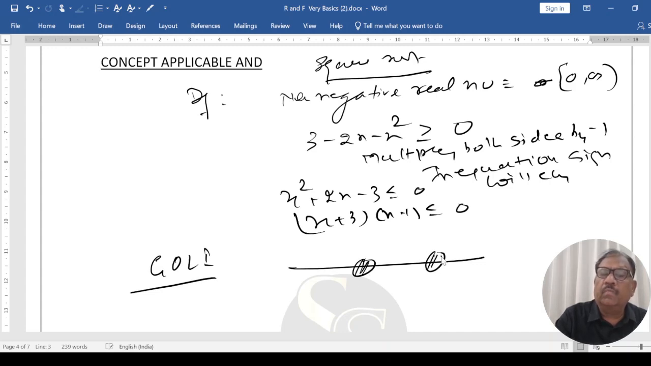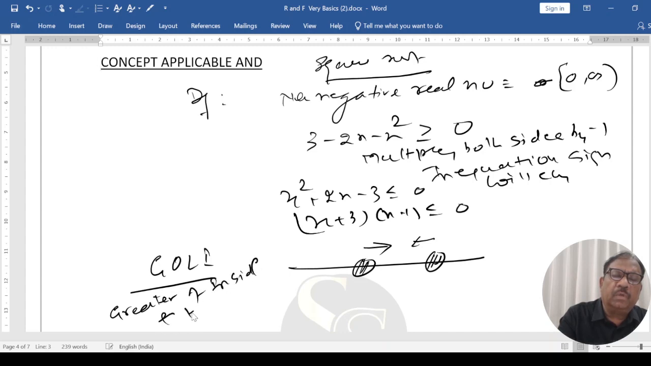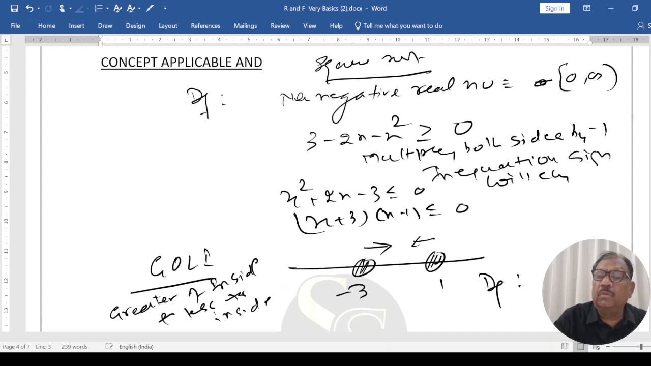Mark it down: greater for outside, less for inside. So this is minus 3. This is 1. The domain of the function is minus 3 to 1. This is one of the answers.